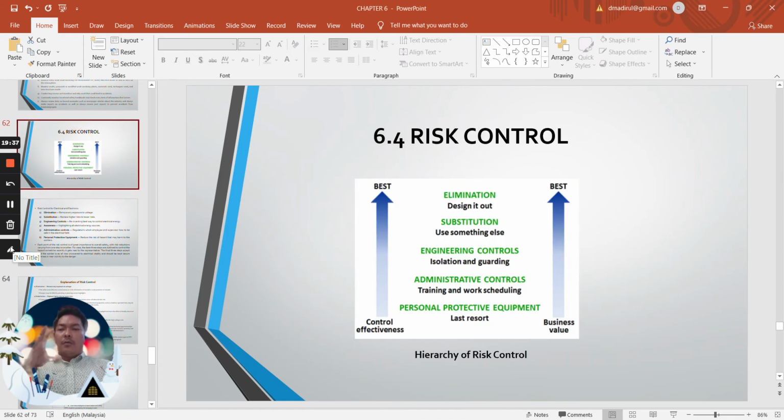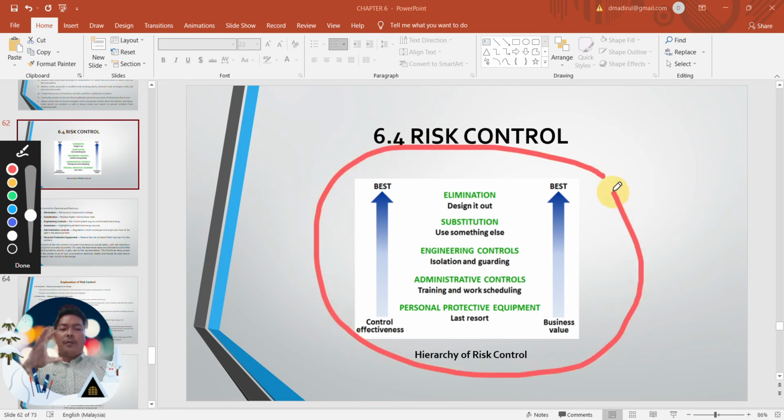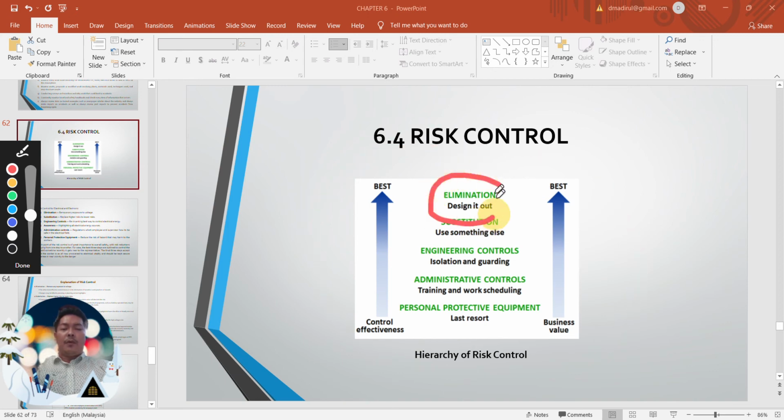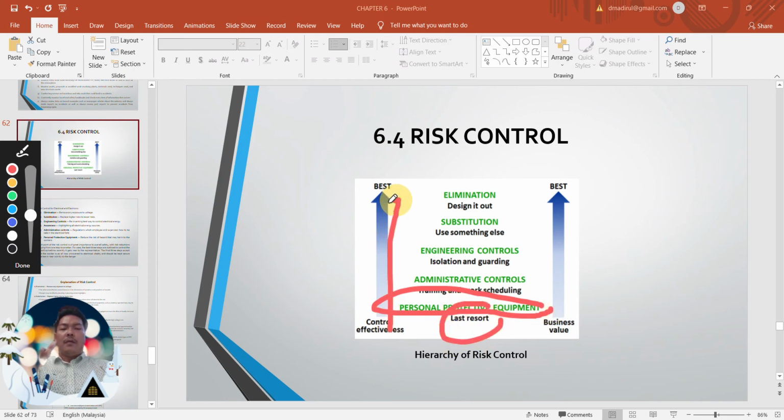Risk control. This diagram shows you the best practice of risk control. The first one is elimination, design, which refers to designing it out. Substitution, use something else. Engineering control, isolate and guarding. Administrative control involves training and work scheduling, whereas personal protective equipment is the last resort. You can see the level of effectiveness increase.